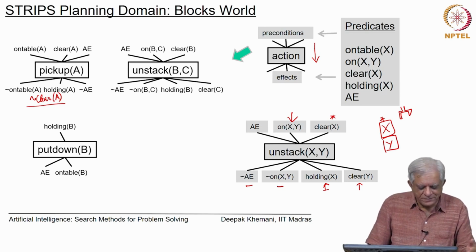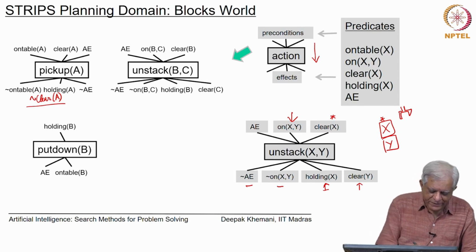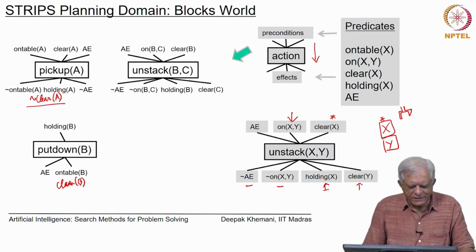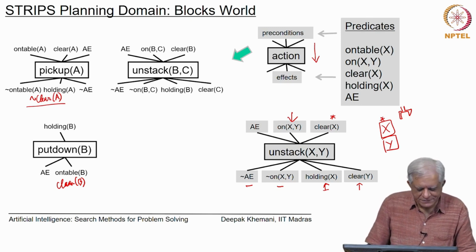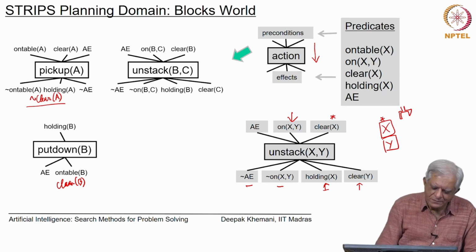So, it is for this reason that the put down action does not have an effect called clear B. We are assuming here that we did not delete clear B whenever we picked up B, so we do not need to add it again essentially.